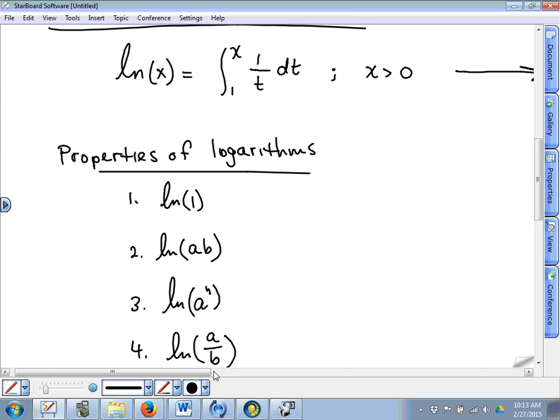By the way, these properties apply to all logarithms, not just the natural logarithm. But since we're studying the natural logarithm in this section, we're just going to apply these properties to the natural logarithm. That's a to the power of n.